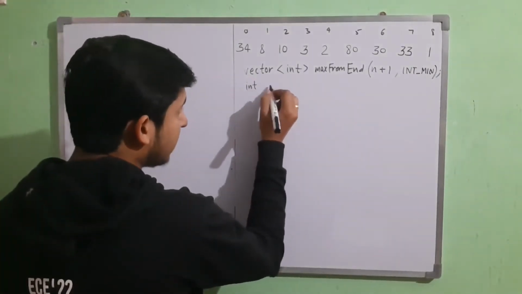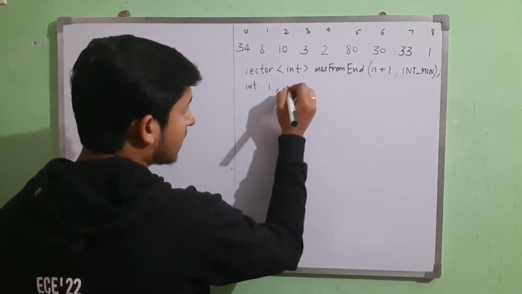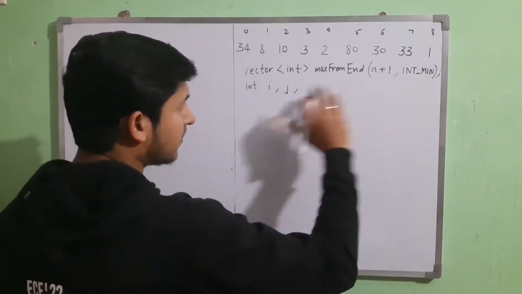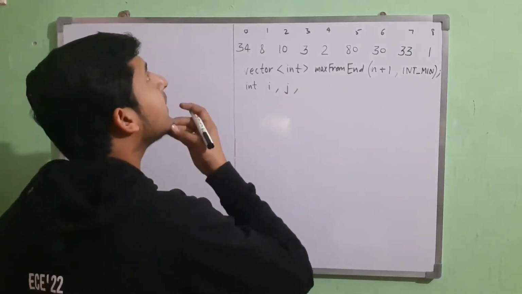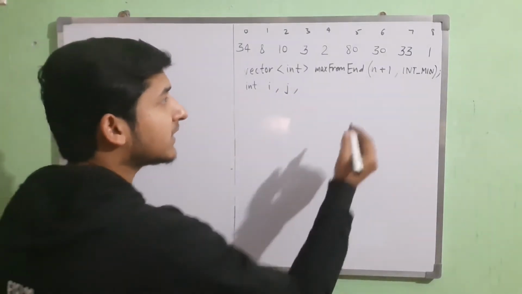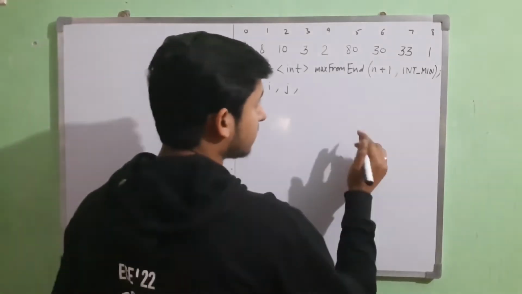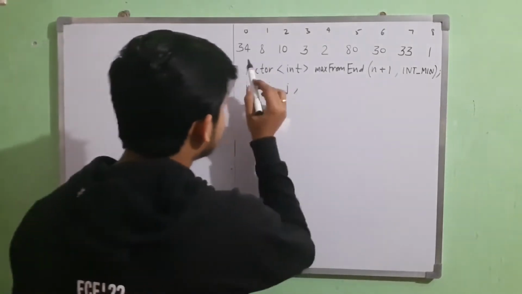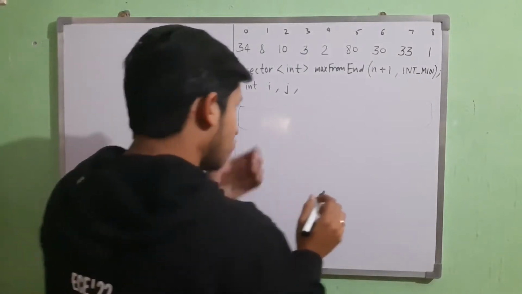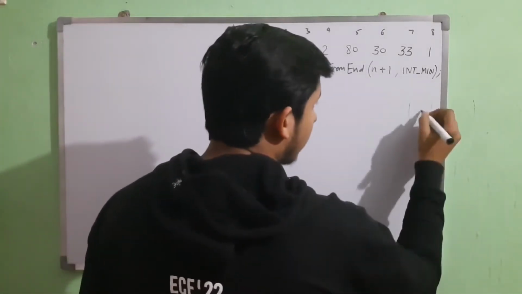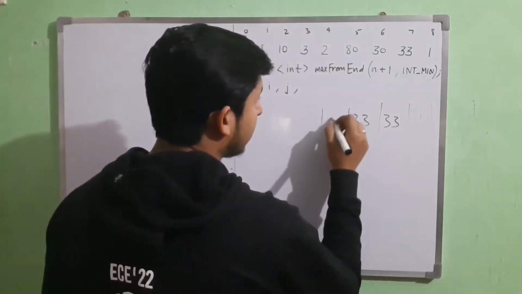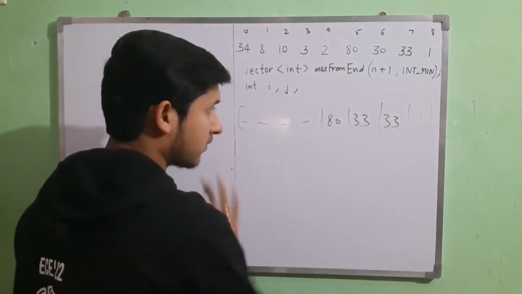I will declare i, j, and I'll declare more variables if I need them later on. Before that, I'll tell you why I took this size n plus 1. Suppose this is the auxiliary array, and I'll be updating 1 here, 33 here, 33 here, then 80 and 80 up to here, okay?